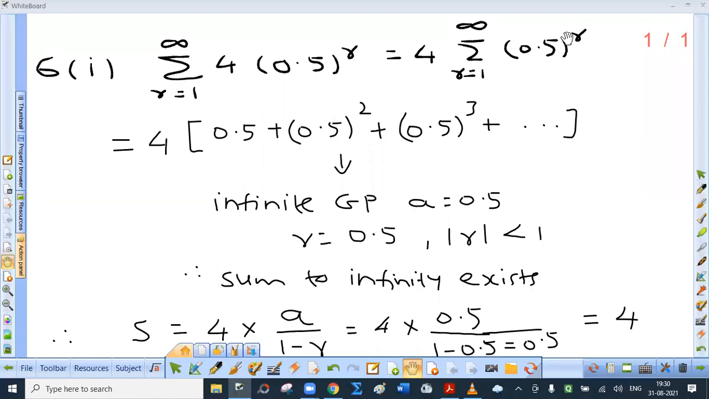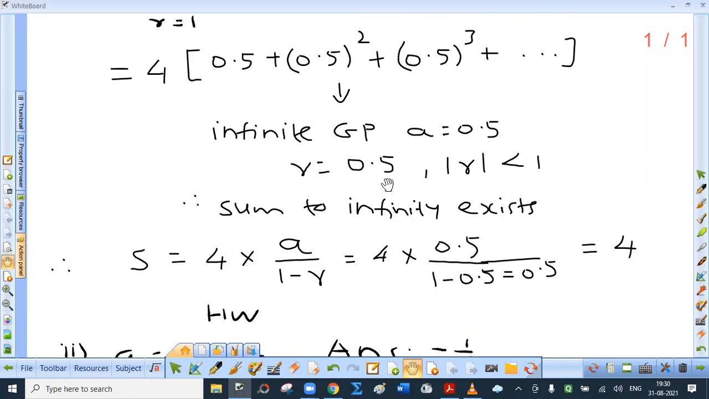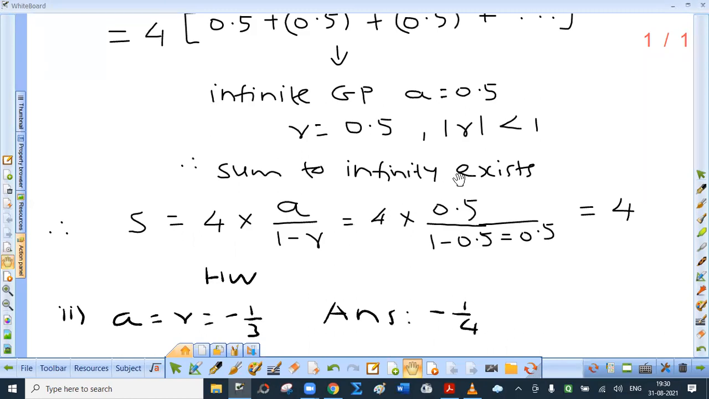Now 6th sum, find sigma 4 into 0.5 raised to r, r goes from 1 to infinity. 4 is constant outside the sigma notation. r is 1, so 0.5. Sigma stands for summation. So plus next value of r, 2, then 3, up to infinity. Now these terms form an infinite GP. First term 0.5. Common ratio is also 0.5. Modulus of common ratio is less than 1. So sum to infinity exists. So what is S? Don't forget 4. So 4 into sum to infinity, a upon 1 minus r. Substitute the values to get 4 as the answer.